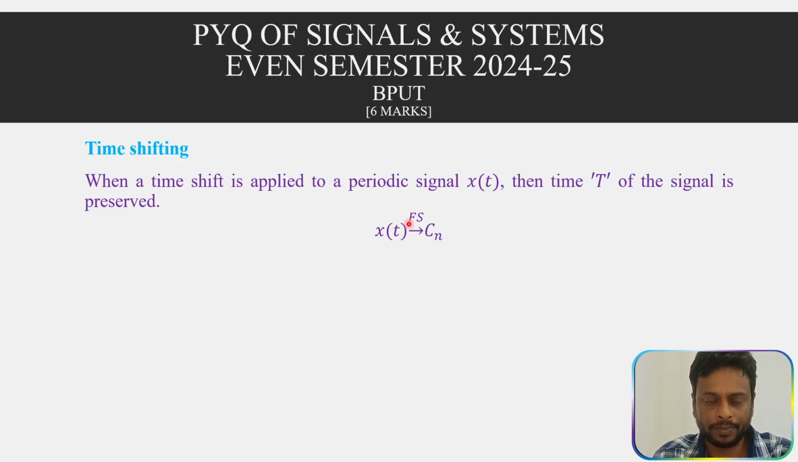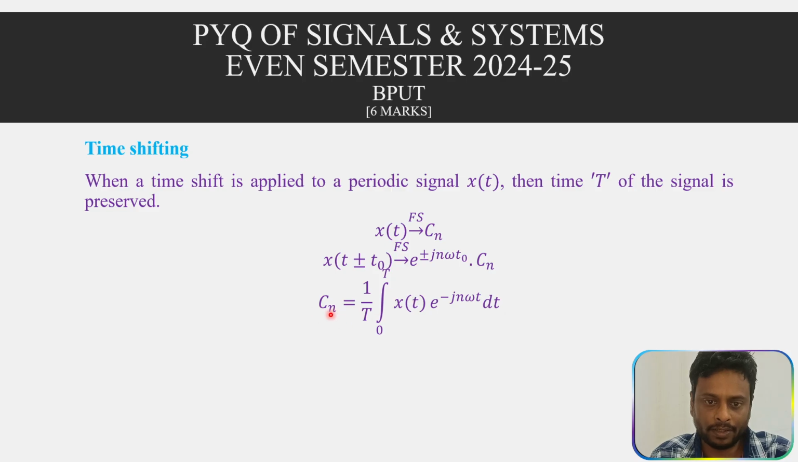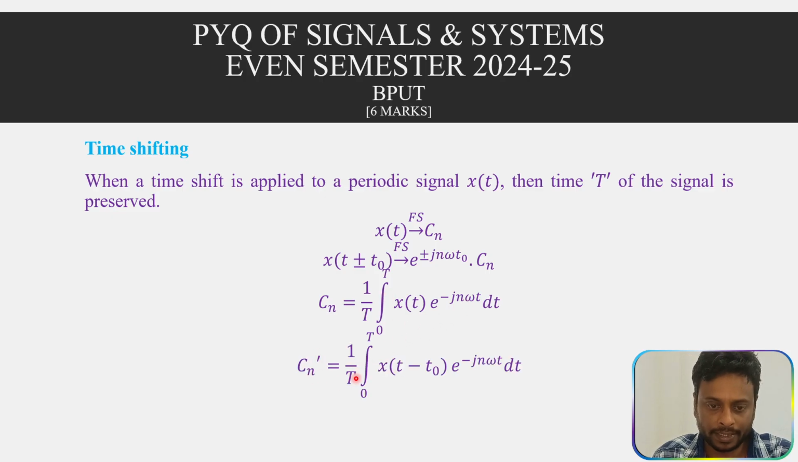So x of t has the Fourier series coefficient c of n, and for x of t plus or minus t0, if there is a plus, it will be e to the j n omega t0 into cn. So let us check. This is our Cn: 1 upon T, 0 to T, x of t e to the minus j n omega t dt. So Cn dash will be 1 upon T, 0 to T, x of t minus t0, e to the minus j n omega t dt.